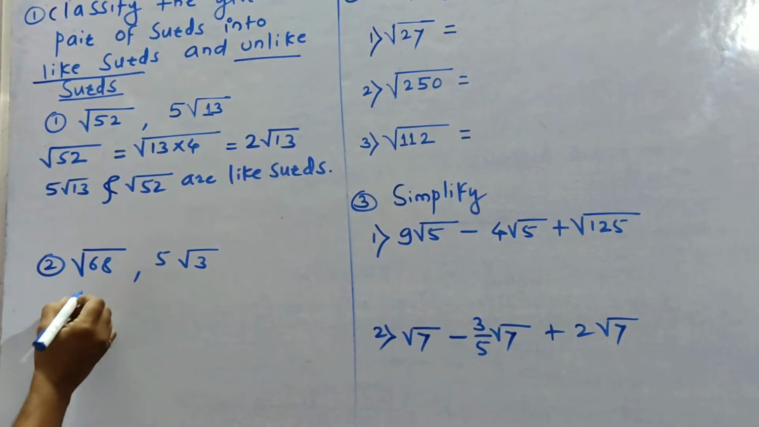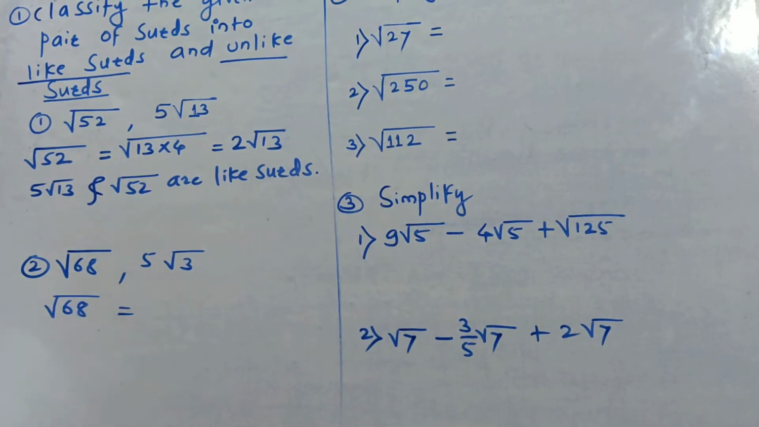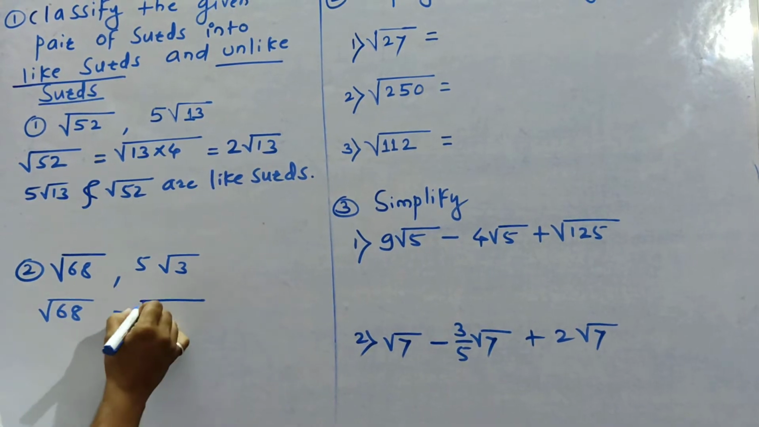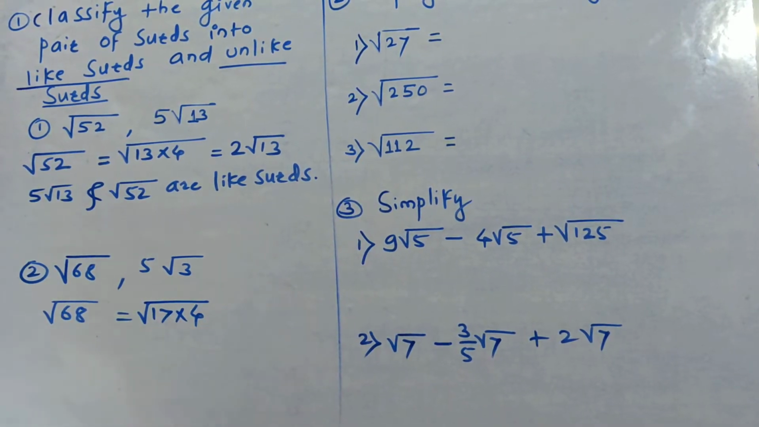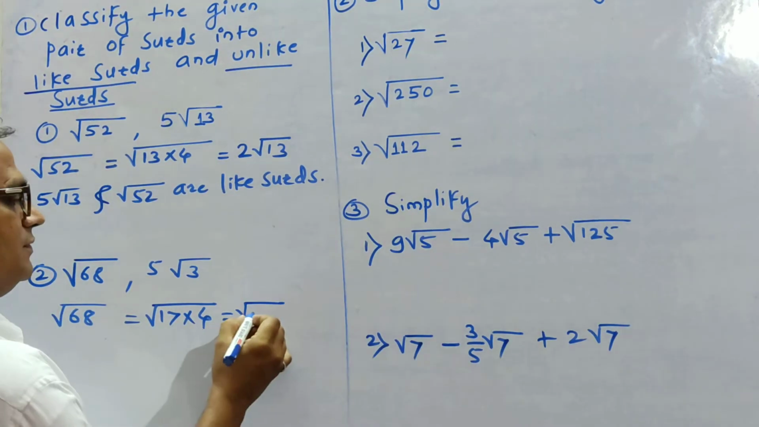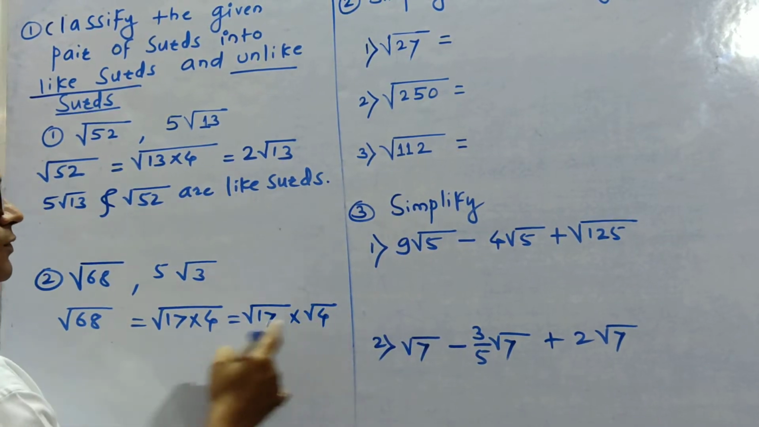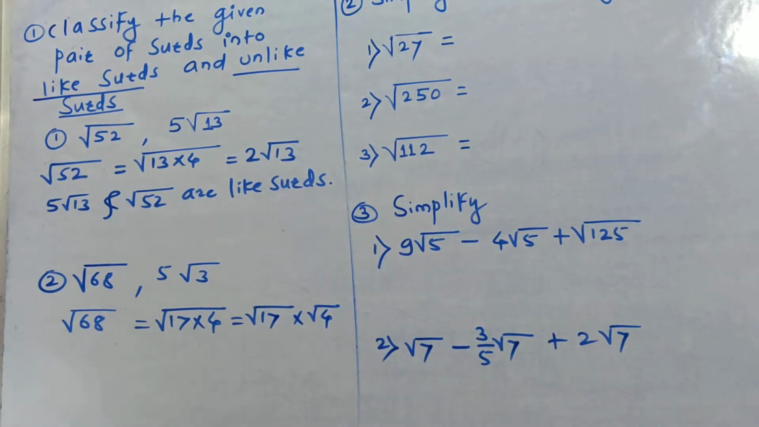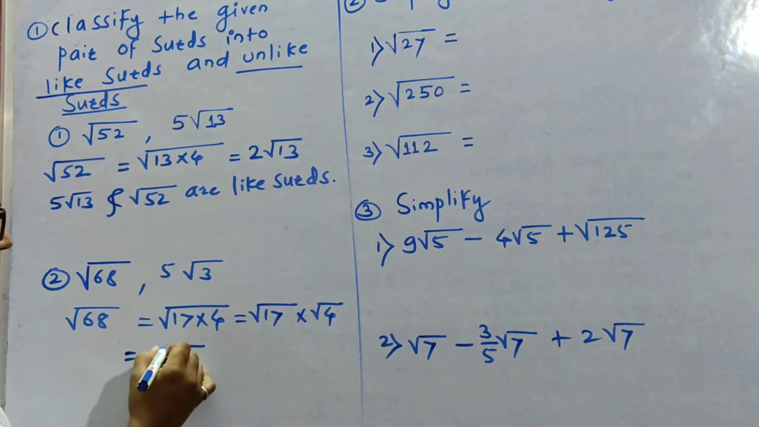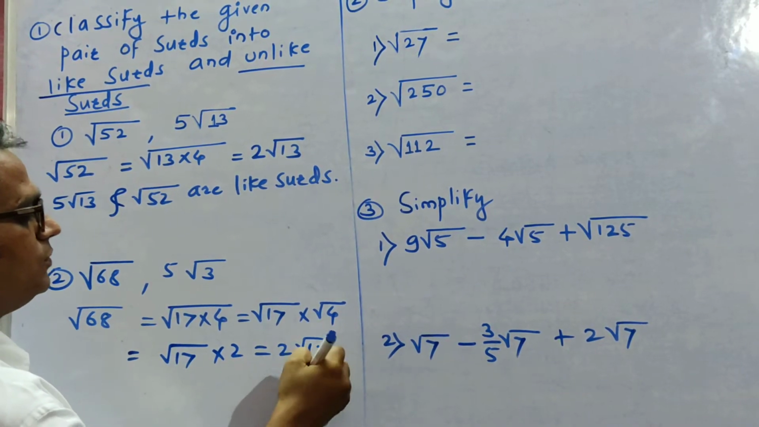Next, root 68. Root 68 is equal to, if you see 17 fours are 68. So we can divide, if there is any difficulty in separating, write root 4 in the next square root, then we will get, it is a quadratic surd. Root 17 as it is, this gives 2, that is we got 2 root 17.